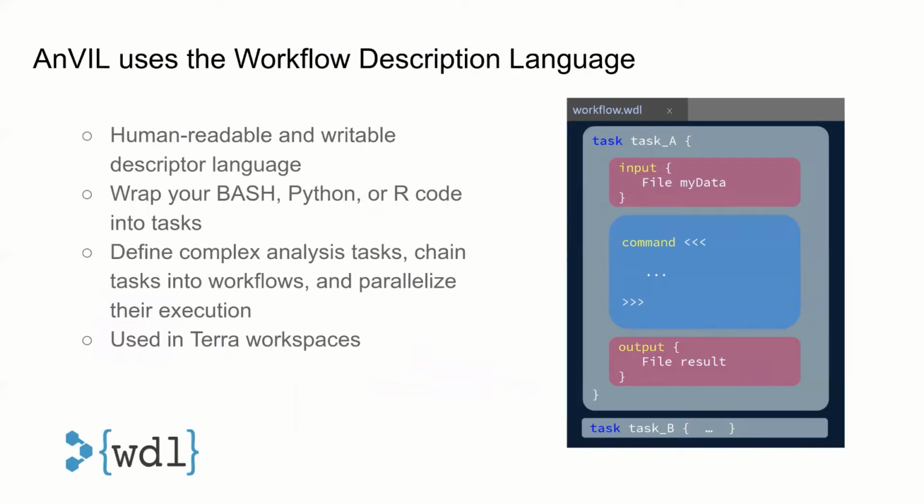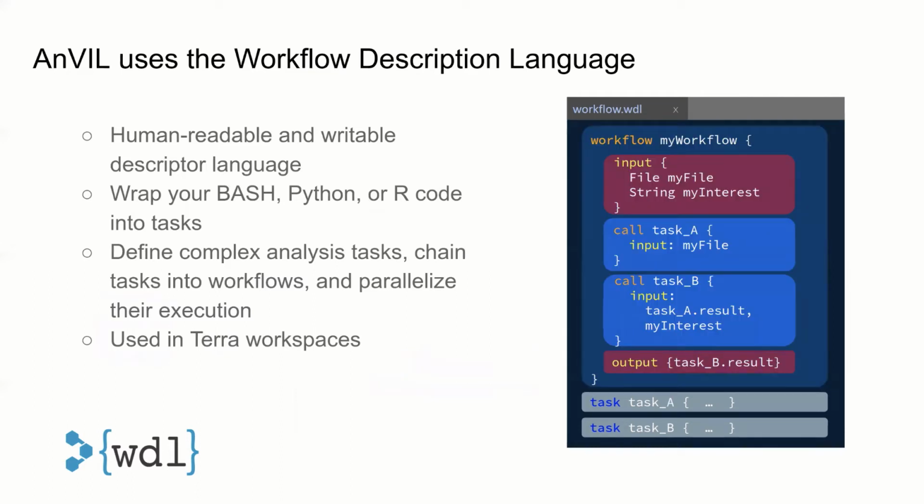Workflow Description Language is the specification for workflows that AnVIL has adopted. It's human readable and straightforward to write. The workflow is broken up into single pieces of work called tasks. Each task has inputs, outputs, and the actual work itself can be described in Bash or Python or R. Similar to a task, a workflow also has inputs and outputs. In a workflow definition, tasks are tied together with support for complex chaining and parallelization.